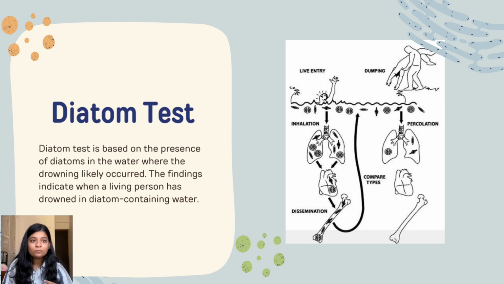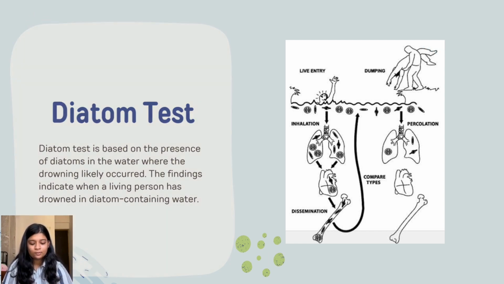But in case when a dead person is thrown into the water body, the diatoms tend to be found only in the lung area. They do not travel a lot, since there is no circulation happening in our body. So the heart won't beat, there won't be any circulation of blood. No circulation of blood leads to no circulation of these diatoms. So these diatoms will be found only in the upper areas, like just in the nasal cavity and the lungs at the max. It won't travel to the bone marrow or the stomach.